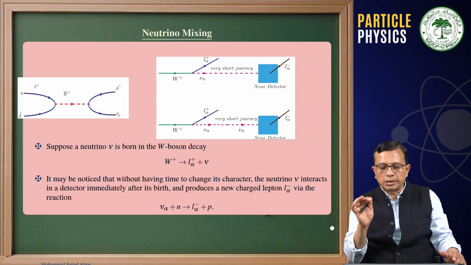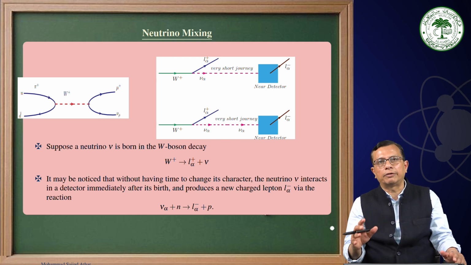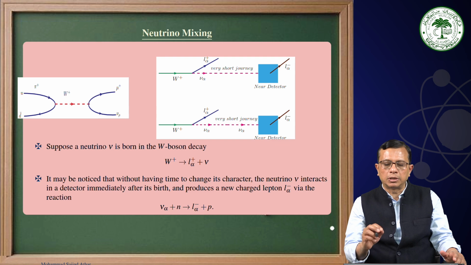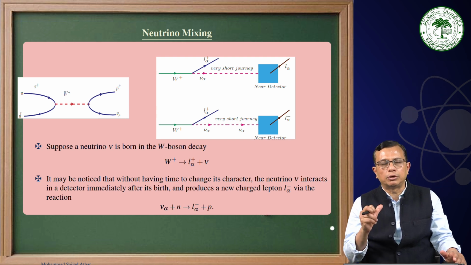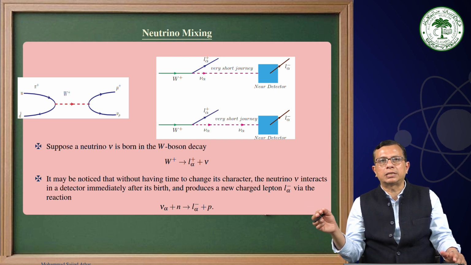Now, two concepts we talked about. One was short baseline experiments and long baseline experiments. The other was a near detector and a far detector. In general, to have good control on neutrino flux and detector calibration, we put a near detector and then another detector at a far distance of say 300 kilometers or 700 kilometers or something like that.